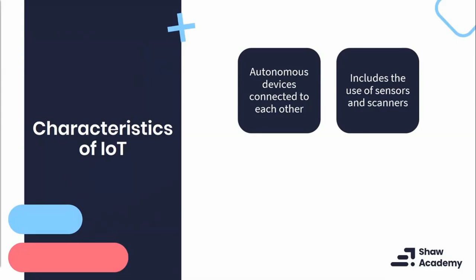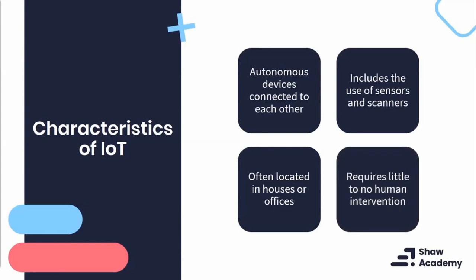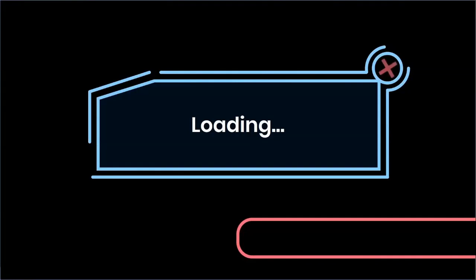Also, we would tend to use IoT in either offices or home spaces and even outdoors, like on farms, for example. The idea again is that it all boils down to what data you want to retrieve. And then lastly, as we mentioned before, it requires little to no human intervention because everything is autonomous and software driven.